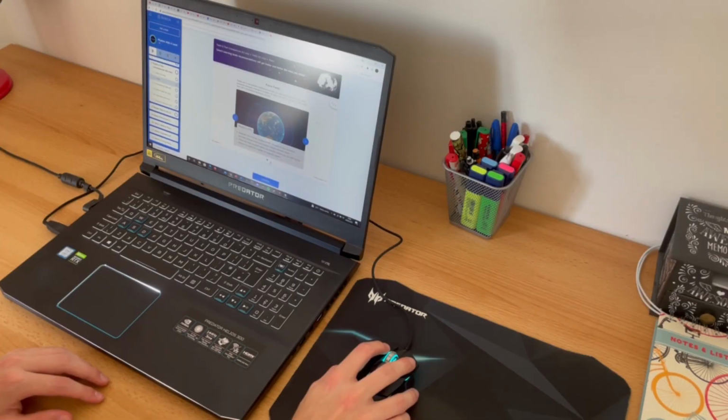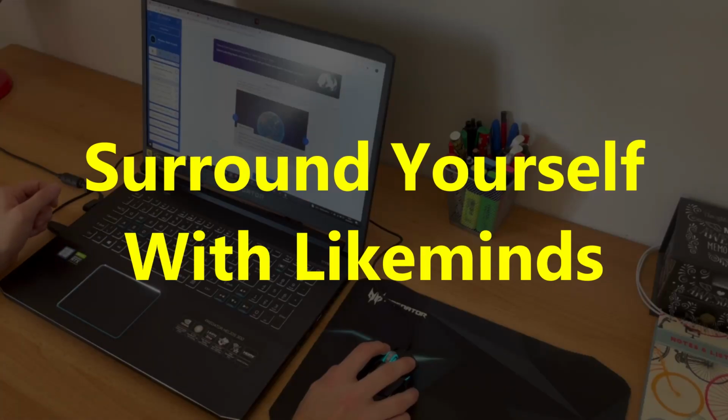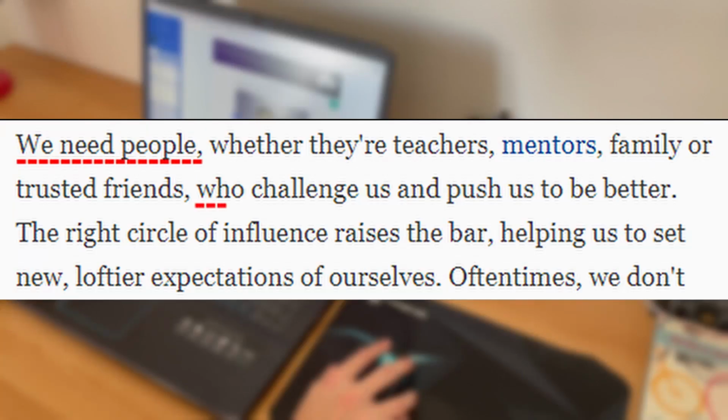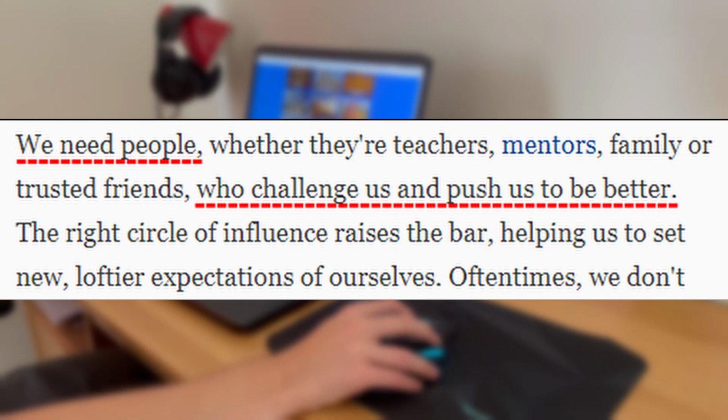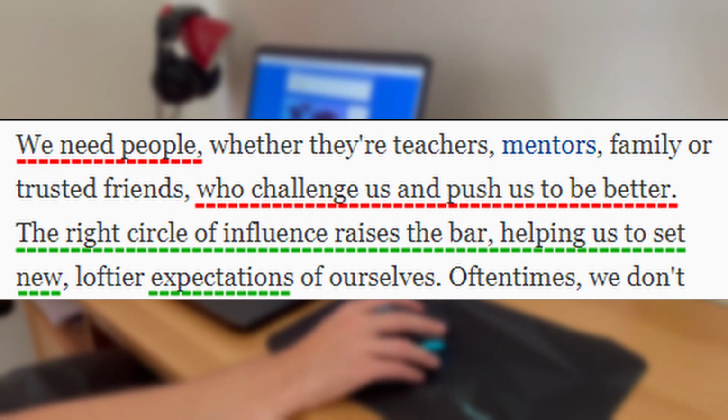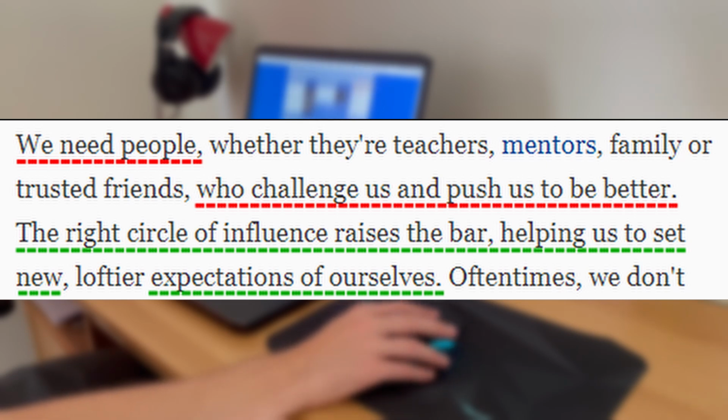Coming in at point three is surround yourself with like-minded people. I was reading an article on Forbes the other day, which said we need people who challenge us and push us to be better. The right circle of influence raises the bar, helping us to set new expectations of ourselves. And this can be used in schools too.